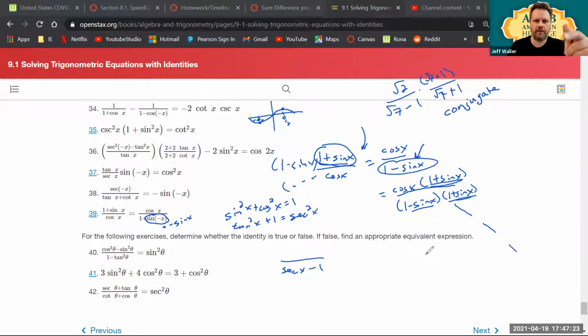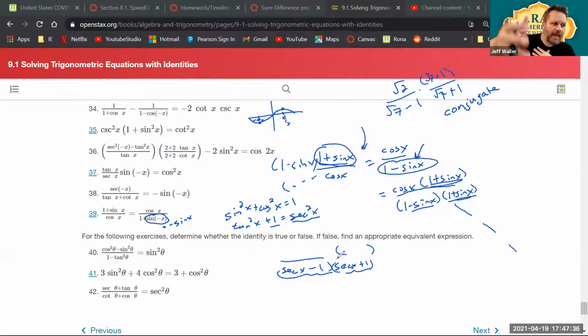So if I saw on the bottom of something secant x minus 1, and I multiply by secant x plus 1 on the top and bottom, it's going to make sense because it's going to become secant squared minus 1, which is that identity. Do you see that? Can you see that? Can you see it? Okay, maybe.